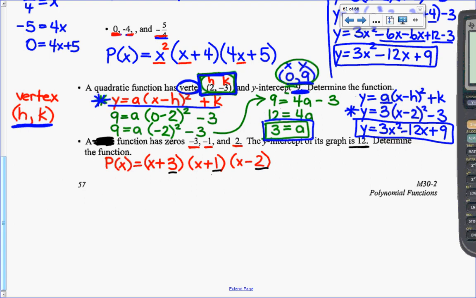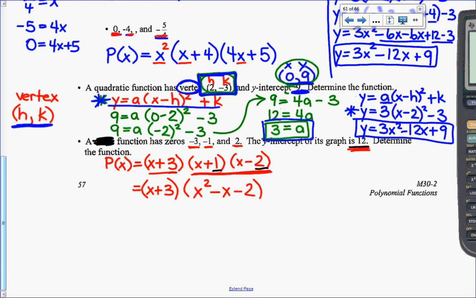If I multiply this out even, maybe when I put it in expanded form, maybe I'll see that I have a y-intercept of 12. Okay, so let's do that. Remember last day we learned that when we have 3 binomials, 2-factor, we're going to leave the first one exactly as it is, and we're just going to FOIL these two first to start. So I've got x squared minus 2x plus 1x, so that's negative x, minus 2.